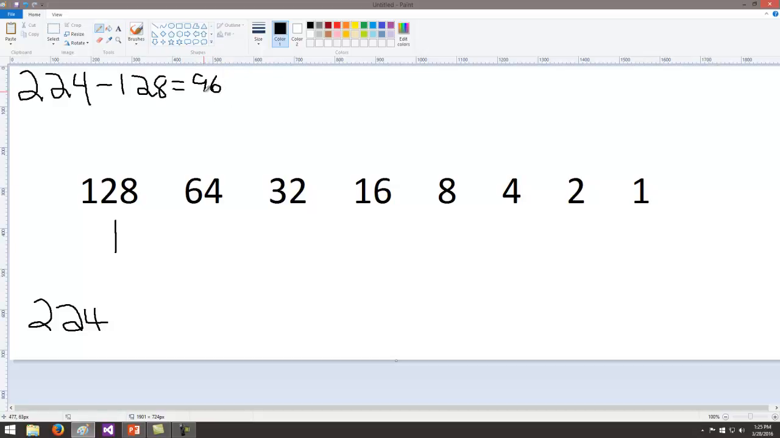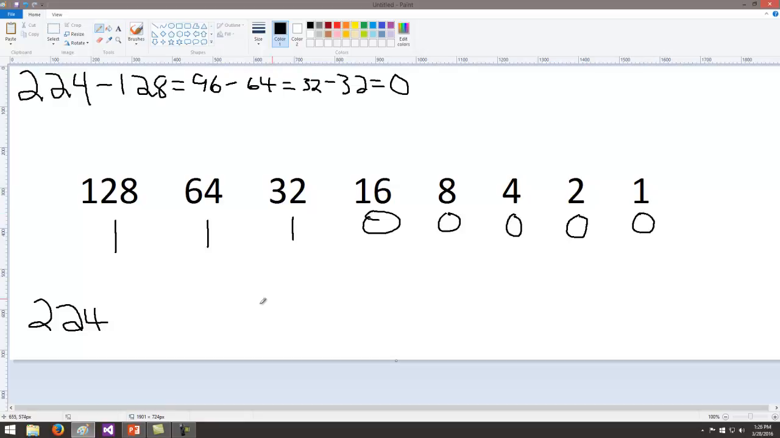Now, does 64 go into the remainder? Does 64 go into 96? The answer is yes. So 96 minus 64 equals 32. Don't laugh at my writing. Does 32 go into the remainder? Yes. And then 32 minus 32 equals 0. And remember, once you have 0 as the remainder, all other numbers must be 0. So 224 is 11010000.